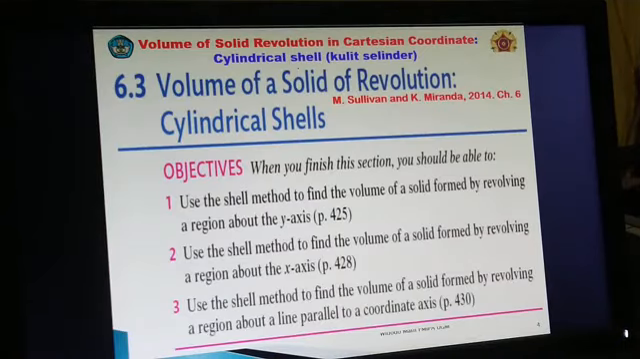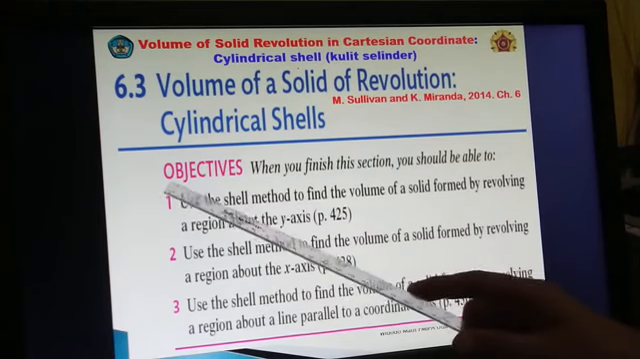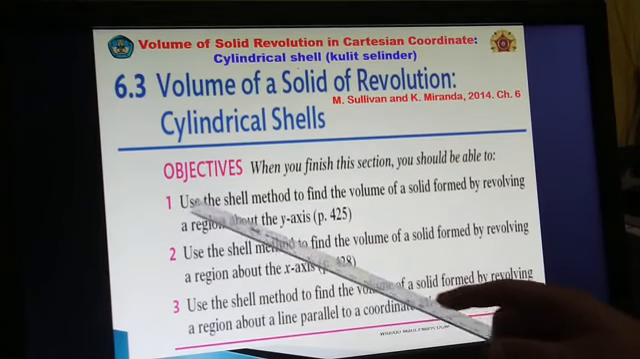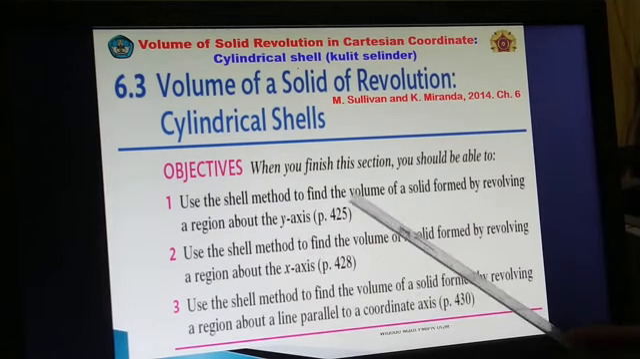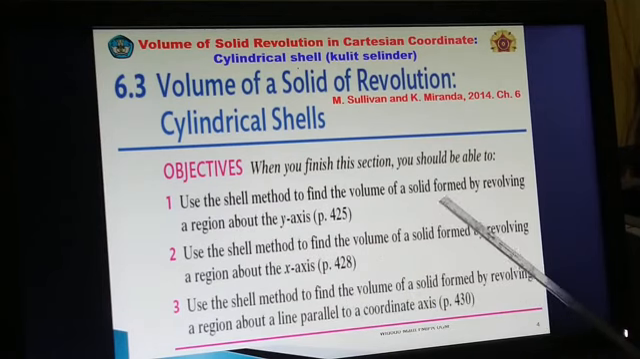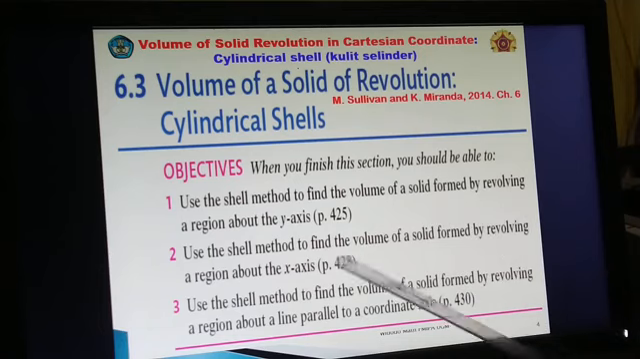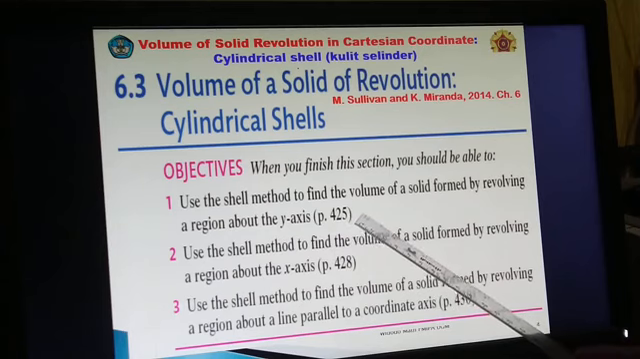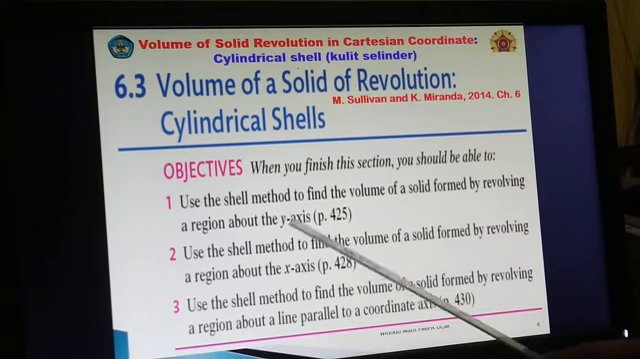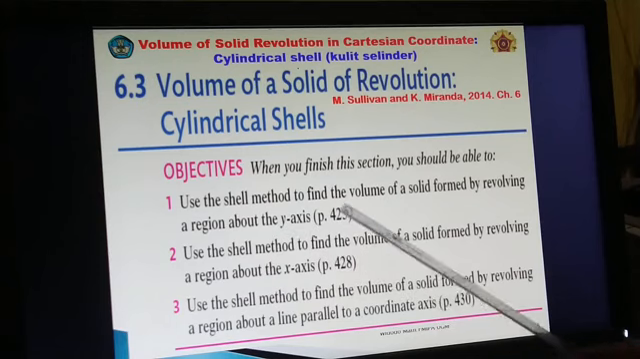Actually, in the book of Sullivan and Miranda, there are 3 sections here, but today we want to discuss the first section. We want to use the shell method to find the volume of the solid of revolution formed by revolving the region around the y-axis, but with the integral with respect to x. Once again, the area is rotated about the y-axis, but the integral is with respect to x.